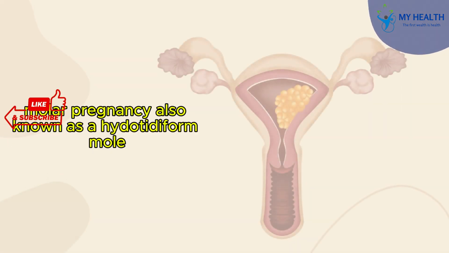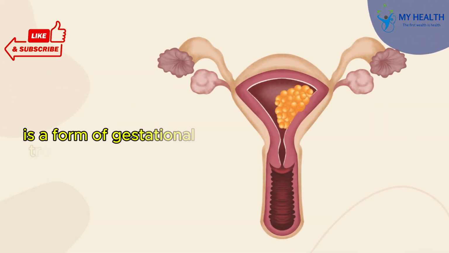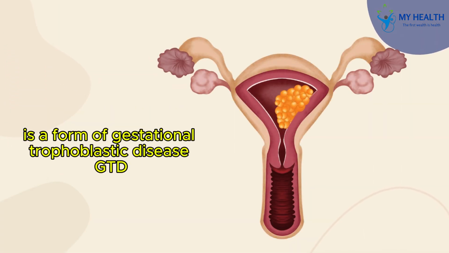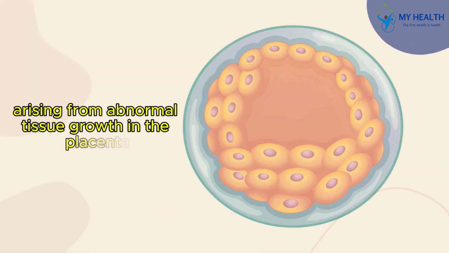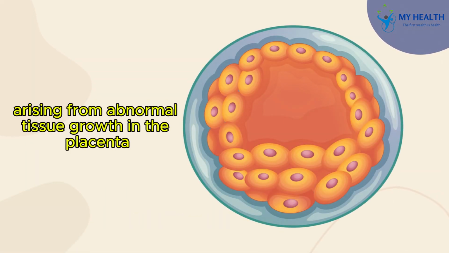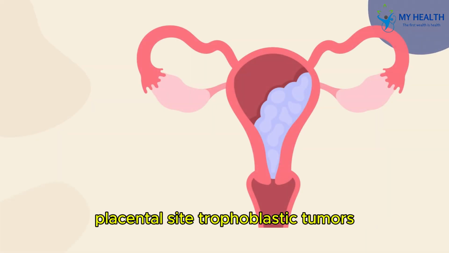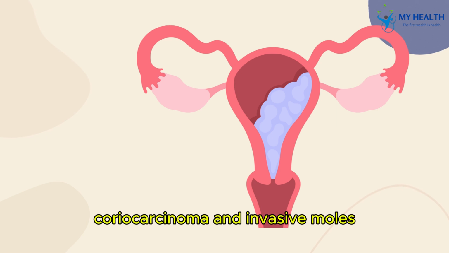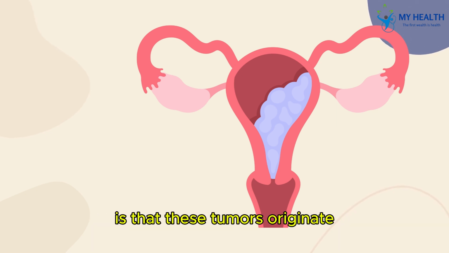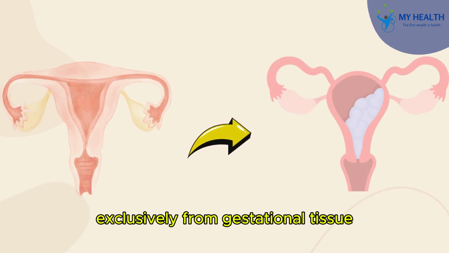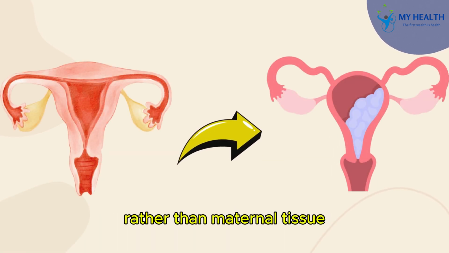Molar pregnancy, also known as a Hydatidiform mole, is a form of gestational trophoblastic disease, GTD. GTD includes a variety of conditions arising from abnormal tissue growth in the placenta. Some related conditions include complete and partial moles, placental site trophoblastic tumors, choriocarcinoma, and invasive moles. What makes molar pregnancies unique is that these tumors originate exclusively from gestational tissue, rather than maternal tissue.